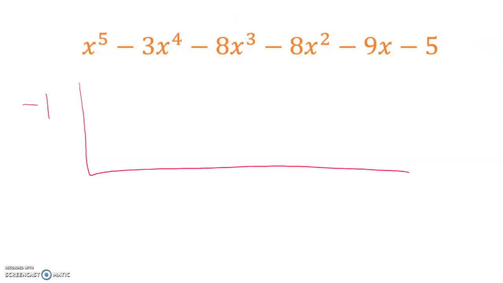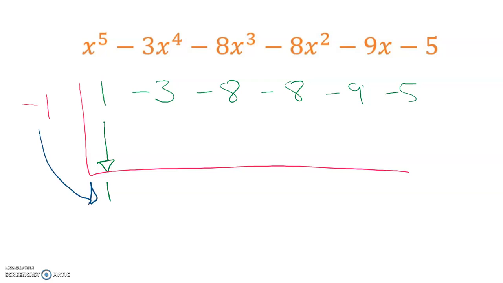Okay, so we just write all the coefficients. So 1, -3, -8, -8, -9, and -5. And the first one always drops, and then that's the one we start with. If you've never seen this before, it's a very repetitive process, and it's very straightforward. We just multiply these two terms. -1 times 1 is -1.